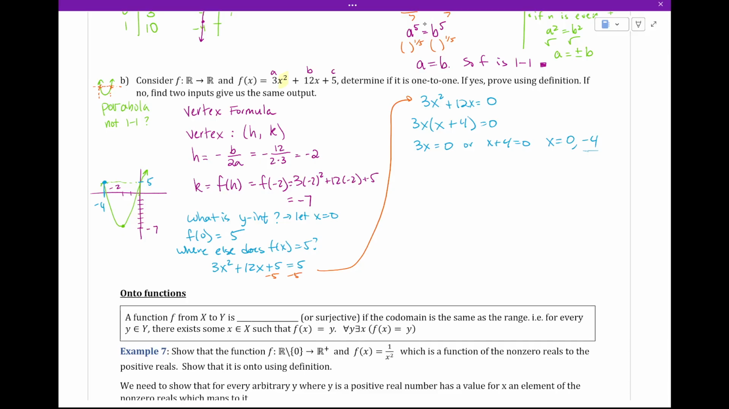How you got to this point, maybe you used a graphing calculator, maybe you used the quadratic formula, but this is the part that you need to write in order to show this. f of 0 is equal to 5, and f of negative 4 is equal to 5. So f is not 1-to-1. When you do these on your homework or on the exam, you need to show some amount of work to get to this part that I have written down in green.